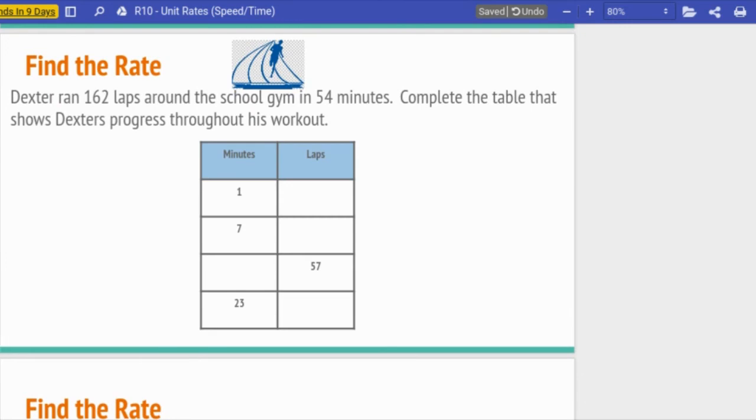Okay, Dexter ran 162 laps around the school gym in 54 minutes. Complete the table that shows Dexter's progress throughout his week. Try this one on your own. Pause it, fill out that table, and then turn it on and check and see how you did.